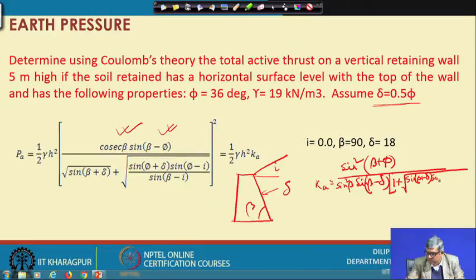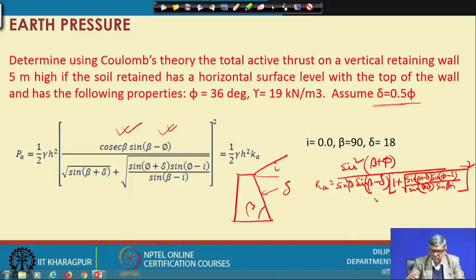then sin phi minus I divided by sin beta minus delta and sin beta plus I, and this is whole square. So, this is one expression that is given. Angle beta is this angle here, I is this angle here, and delta is the friction angle between the soil and the wall. So, this is another form of equation that can be used.